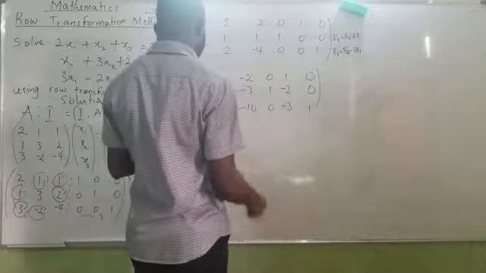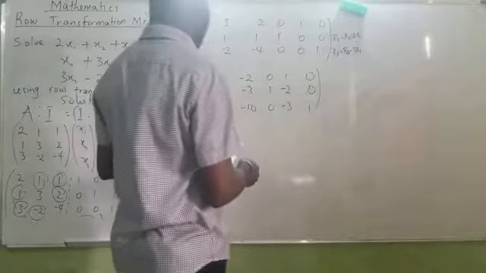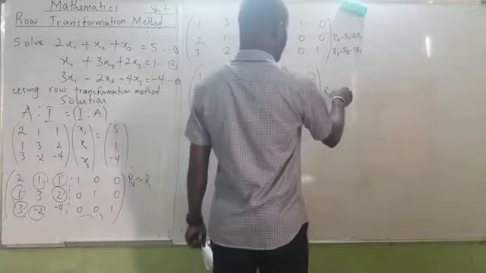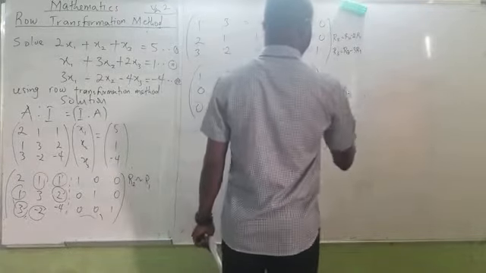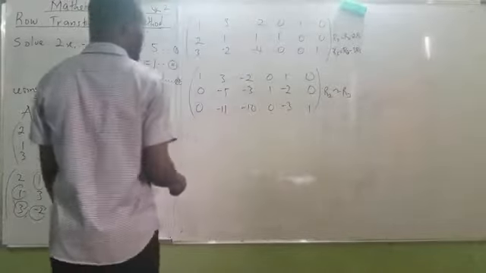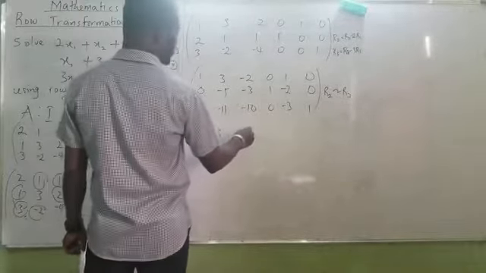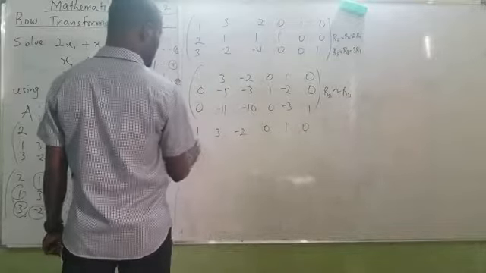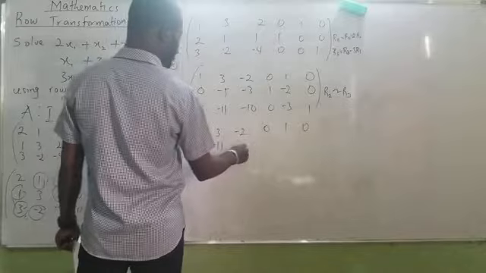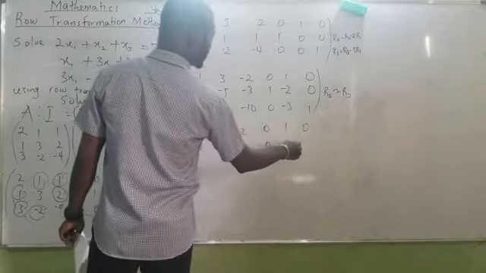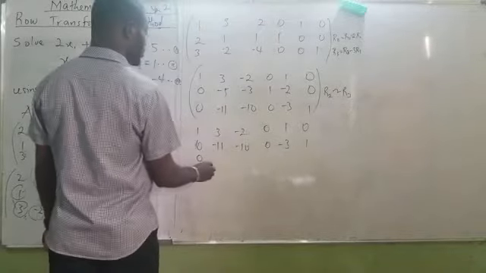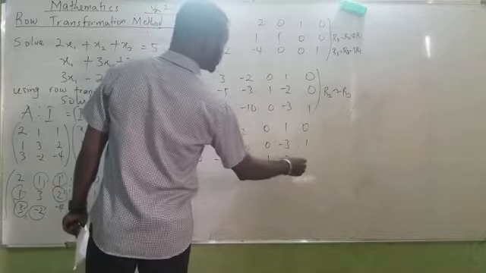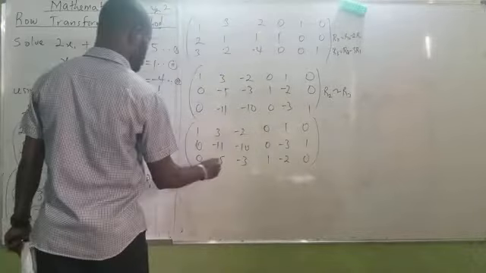Now, at this point, I can decide to say that row 2 moves to row 3, and row 3 moves to row 2. Since I have that, I just want to rearrange it. I have 1, 3, minus 2, 0, 1, 0, and I will have 0, minus 11, minus 10, 0, minus 3, 1. And here will be 0, minus 5, 5, minus 2, 1, 0. That is what I'm doing.